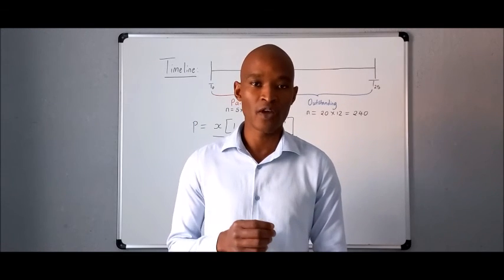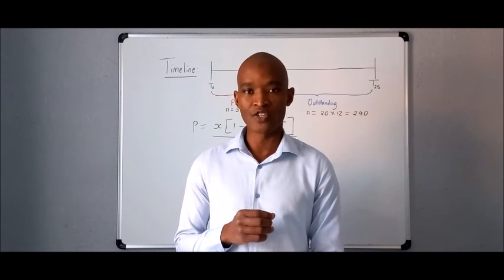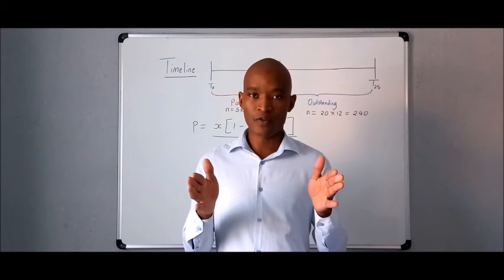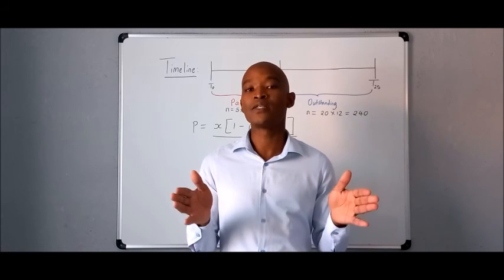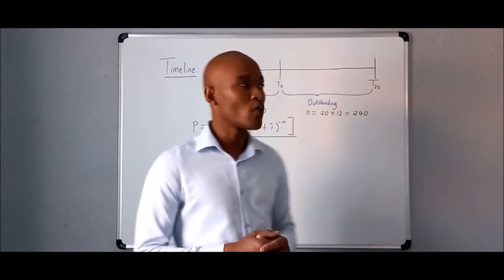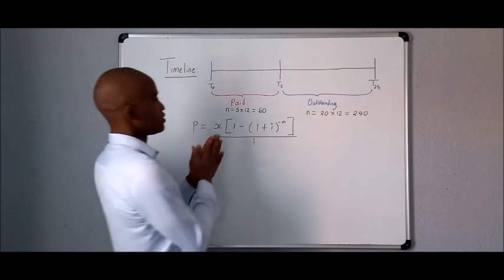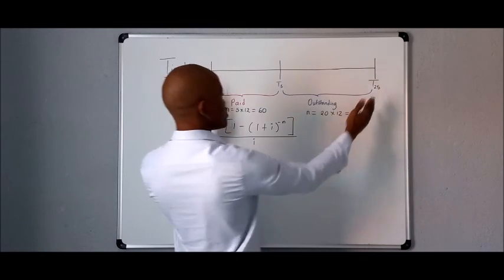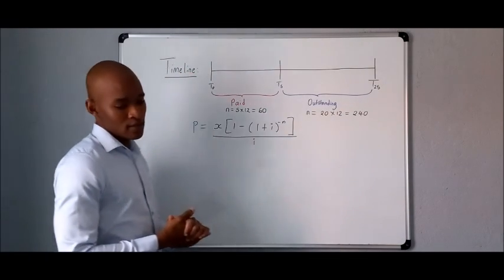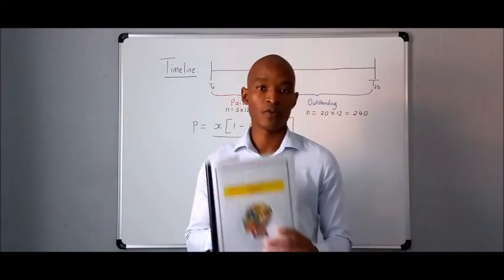In this lesson, I will be showing you how to use the present value annuity formula to calculate the outstanding balance on the loan after some period of time, or after some payments have been made towards that particular loan. So what do we have here on the board? I have the timeline here for us. The payment period is 25 years.